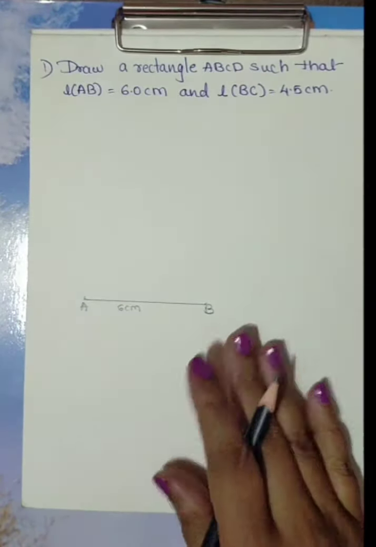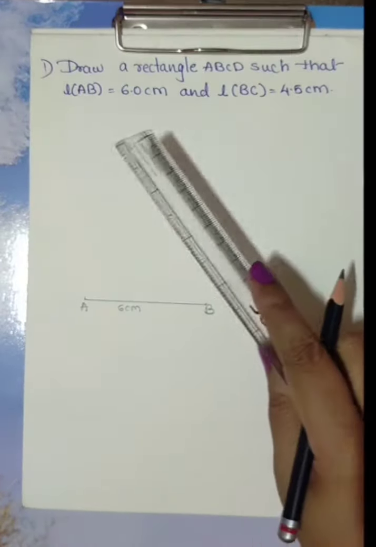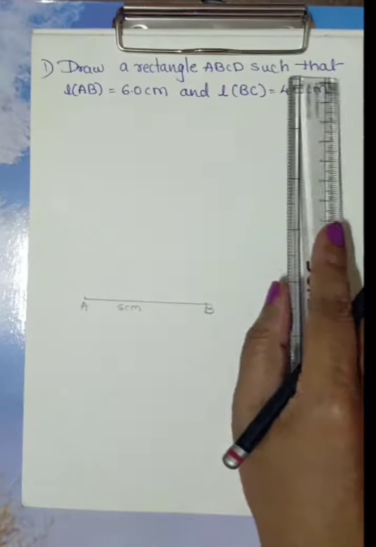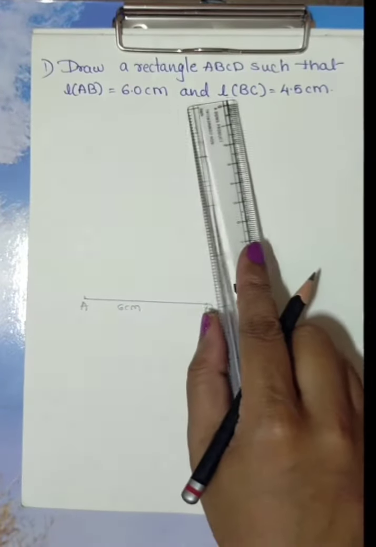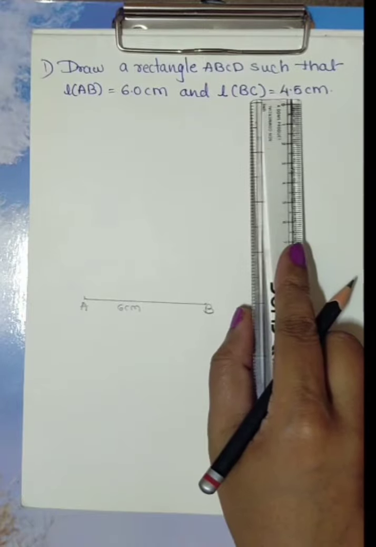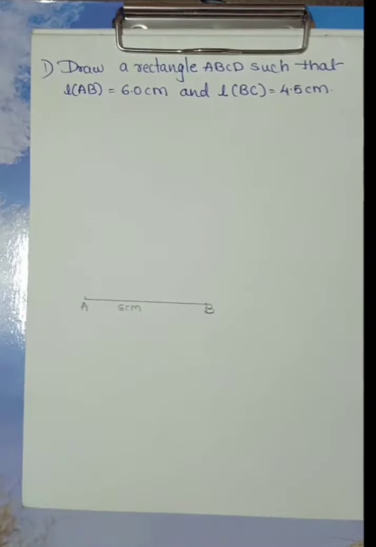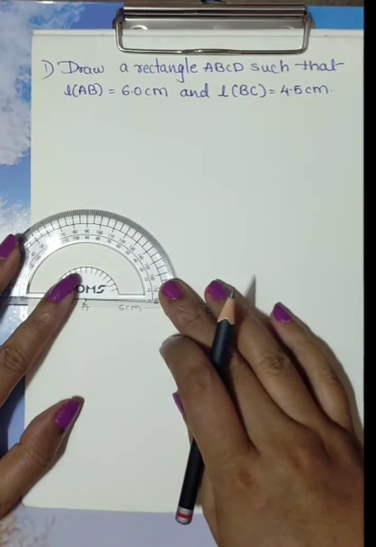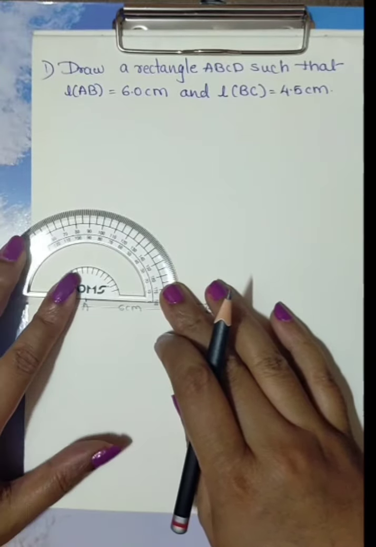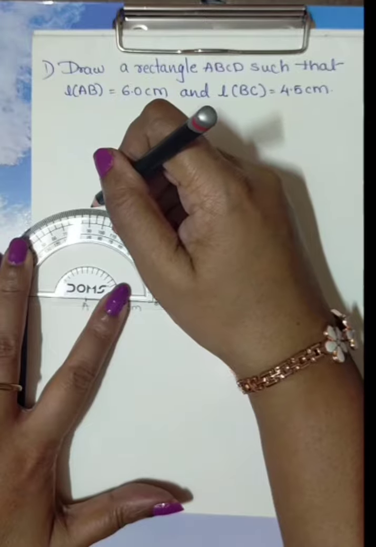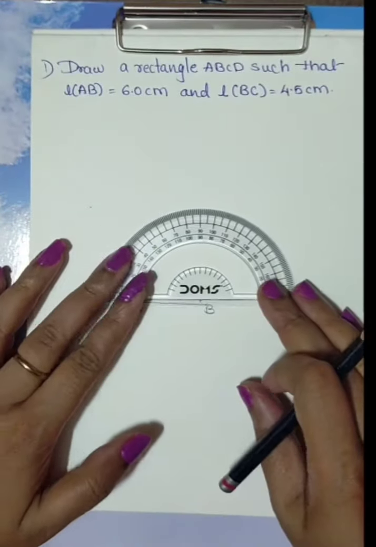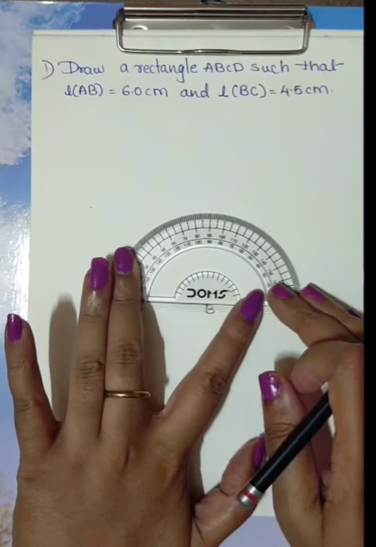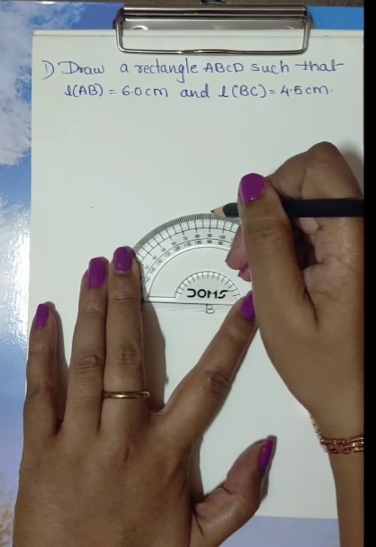Okay, now what is given? Rectangle. Draw a rectangle ABCD such that AB is equal to 6.0 centimeter and BC is 4.5 centimeter. So rectangle, as you know, each angle is 90 degree. Each angle is 90 degree. So from this side we'll take 90 degree angle here. Okay, from this side, from B point, we'll take 90 degree angle.